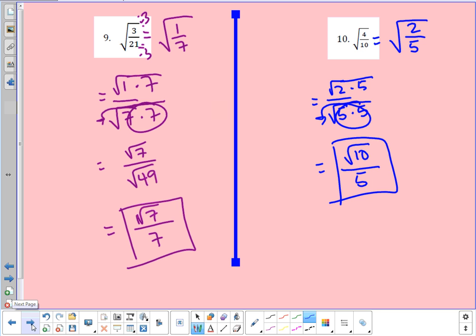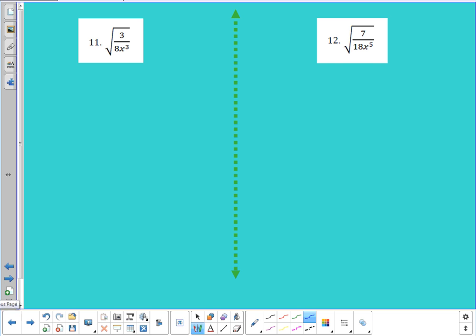Okay. Two more, number 11. Now I've got some variables thrown in there. That's fun. So let's think about what would happen here. Now there's no way to reduce this fraction, so I have to just leave it as it is. So that's the square root of 3 on the top, square root of 8x to the third on the bottom.